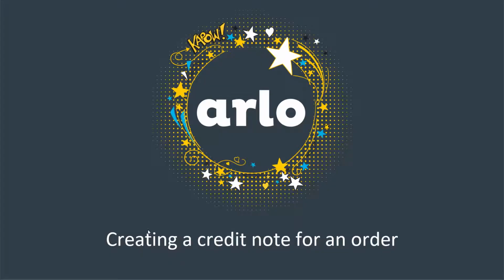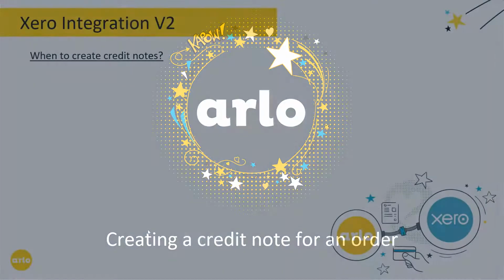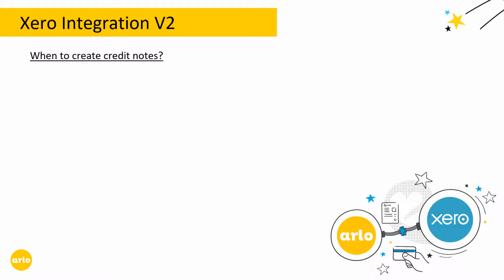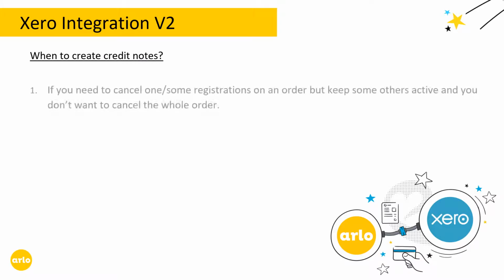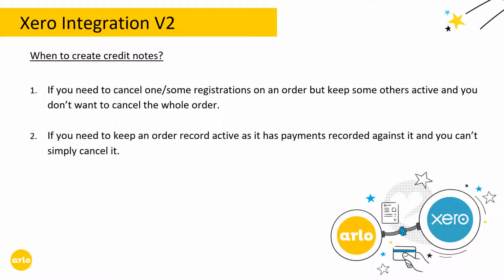Next up, we're going to talk about creating credit notes for orders inside of Arlo. There are a couple of key scenarios for when you would want to create credits instead of outright cancelling an order. For example, if you need to cancel one or some of the registrations on the order, but keep others active, you wouldn't want to cancel the whole order, you'd only want to credit the cancelled registrations. Or, if you needed to keep an order record active as it had payments recorded against it, you can't simply cancel it, you need to create a credit so that you can refund the paid balance.